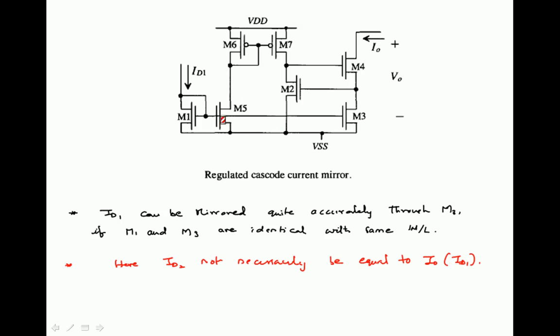Look at this. Let us assume M5 is twice M1, so 2 times ID1 flows through M6. The same 2 times ID1 flows through M7, and that flows through M2, and it is nowhere related to I0. I0 is only related to the current flowing through M3, which is biased by the VGS of M1. So I0 results only from ID1, and ID1 also provides the bias current required for M2, but there is no relation between I0 and ID2. Remember that.